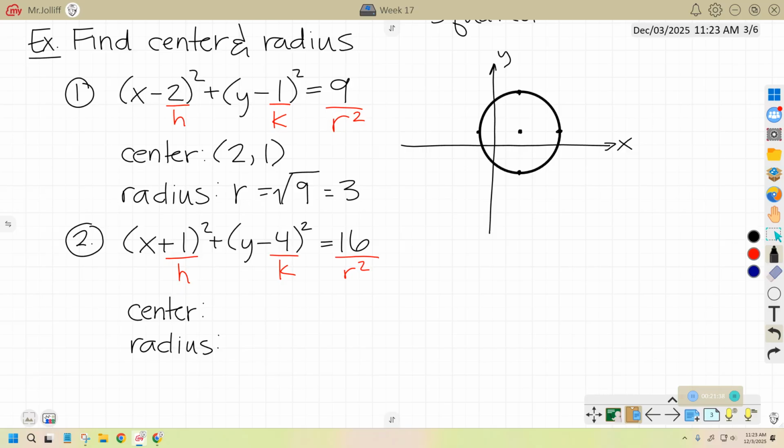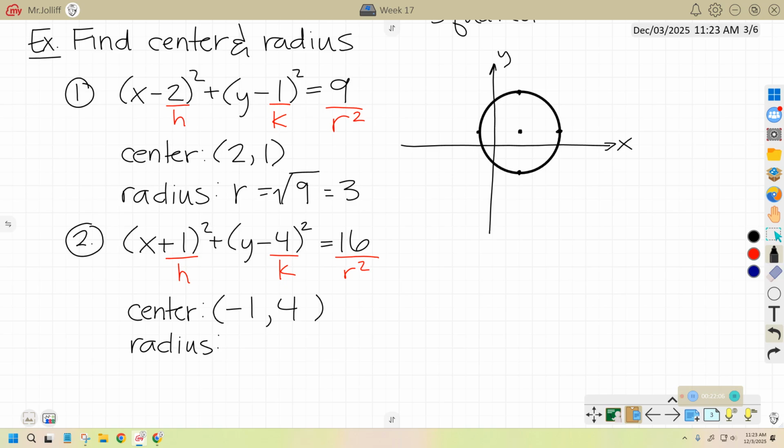We start with the center. Can I get a volunteer? Who can tell me where the center of this circle is? Ziza has a hand up. What do you say, Ziza? Negative 1, 4. Ellie, do you agree? Very good. If it's positive in the equation, it becomes negative when we pull it out. Anything attached to the variable changes sign.